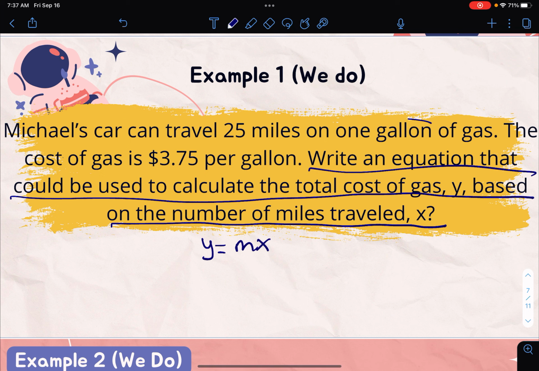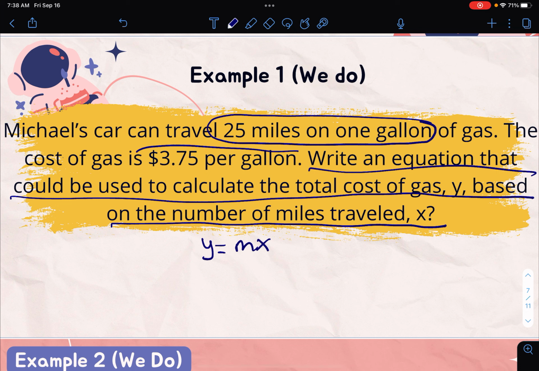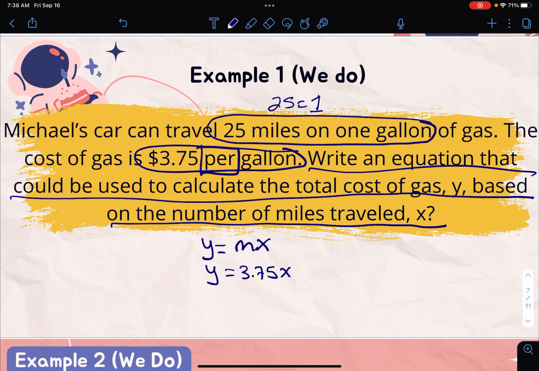Okay. And then you need to know that it's 25 miles for 1 gallon and it's $3.75 per gallon. So if 25 miles equals 1 gallon, and you have your keyword "per" here, that means that the 3.75 is what's going to be multiplied over and over. So that will be the number that is attached to your x.